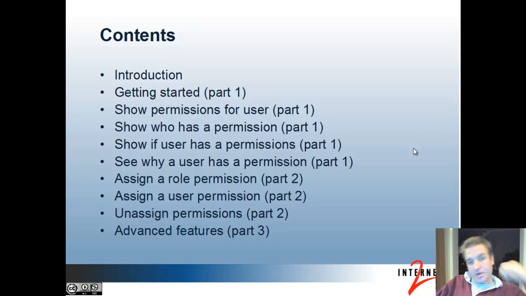I'll give an introduction to where the Lite UI is in the Grouper architecture, getting started with the Lite UI, showing permissions for a user, show who has a certain permission, show if a user has a permission, see why that user has a permission, or in any report, why an assignment is being made. In part 2, we'll cover assigning a permission to a role, assigning a permission to a specific user in the context of a role, unassigning permissions, and advanced features could be in part 3.